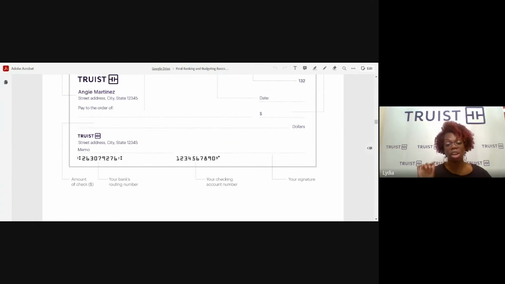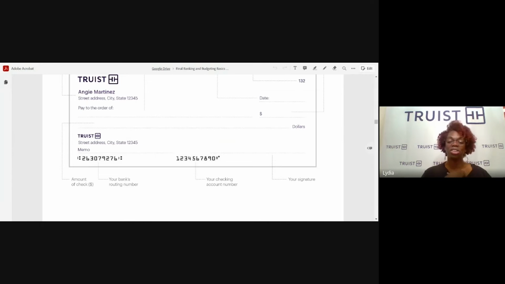So if someone writes $1,000, 1000.00, on that dollar sign line, but they write ONE HUNDRED on that legal written line, unfortunately, they owe you $900, because the bank is only going to pay you $100, because that is the legal amount.